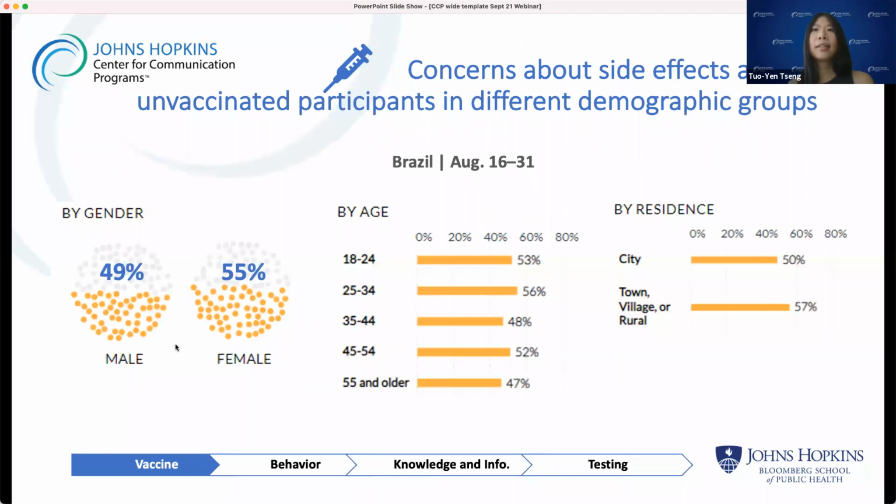Here we can see that a slightly higher percentage of unvaccinated female participants in Brazil reported concerns about side effects as a reason for their hesitancy, based on surveys collected between August 16th and 31st. There were also slightly higher rates of reporting concerns about side effects in younger age groups and among participants in town, village, or rural areas than those living in cities. Although not shown here, data for participants with different education levels are also available on the dashboard.